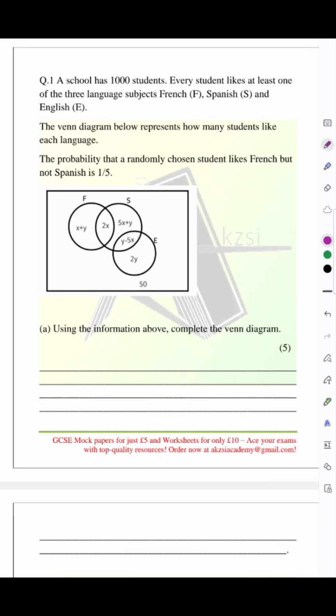A school has 1,000 students. Every student likes at least one of 3 language subjects: French, Spanish, and English. The Venn diagram below represents how many students like each language. The probability that a randomly chosen student likes French but not Spanish is 1 over 5. Using the information above, complete the Venn diagram. Completing the Venn diagram means we have to calculate the value of x and y, and then put the numbers there.